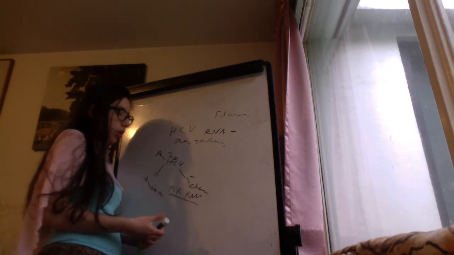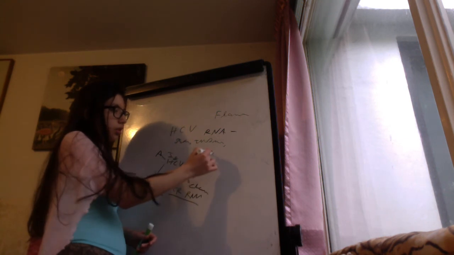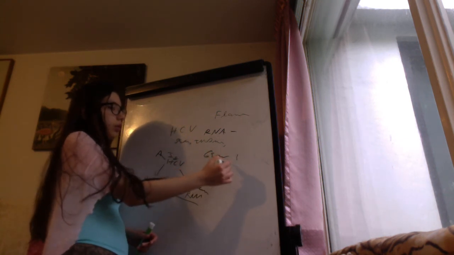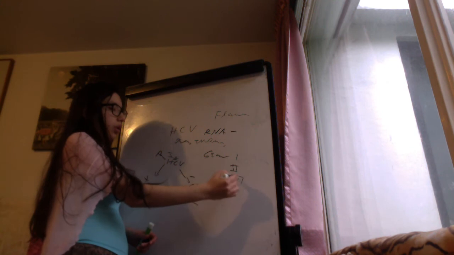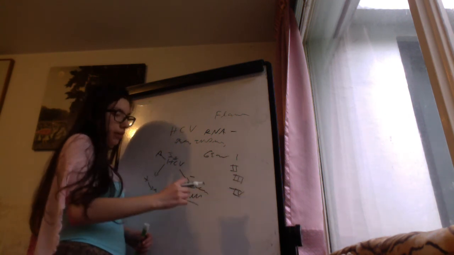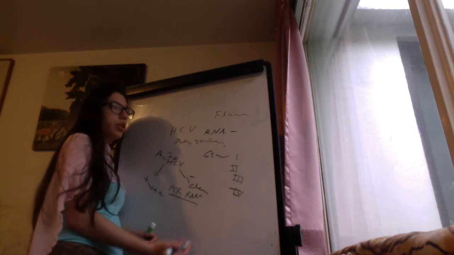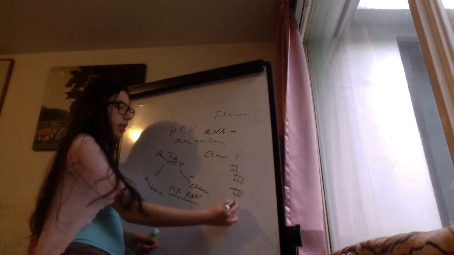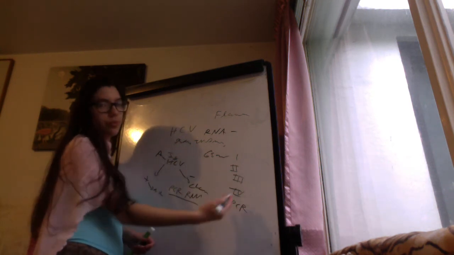So now there are different genotypes. Genotype 1, 2, 3, and 4. So the genotype will predict the response to the treatment, and the PCR will measure the response to the treatment, how many copies of RNA.